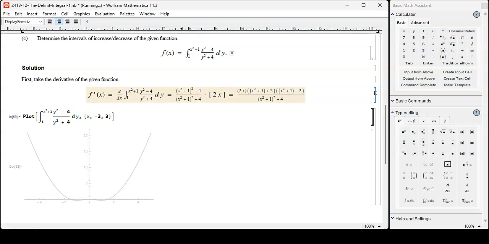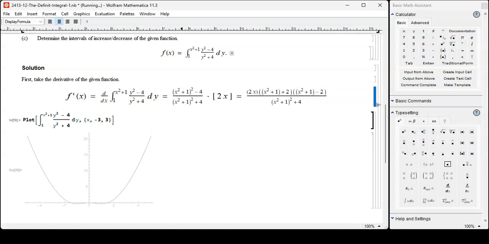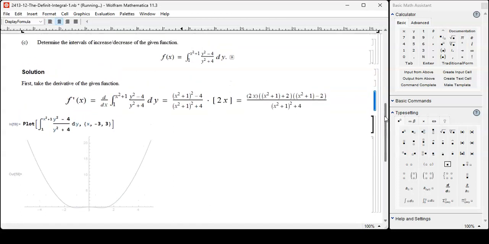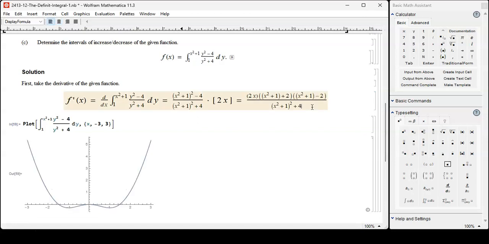Maybe a little bit bigger font will be helpful. So, okay, all right. Here's a graph. Apparently decreasing to its local minimum, increasing to its local maximum, decreasing to its local minimum, and going back up. That's what I expect.